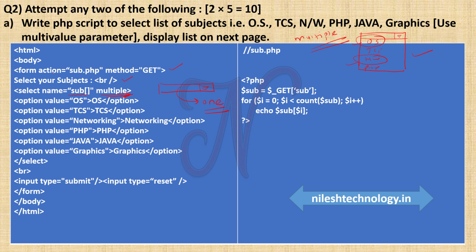Here we pass the multiple options like the subject names. Then the submit button. After submitting, my action is subject.php, so it goes to this second program. Here we get all the subject names in this array, and by using a for loop we print all the subject list. So this is the program. Next, second question.